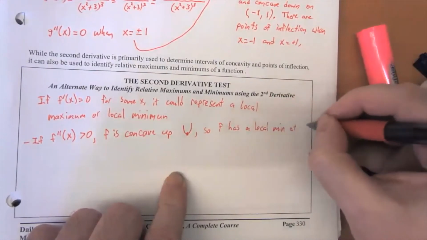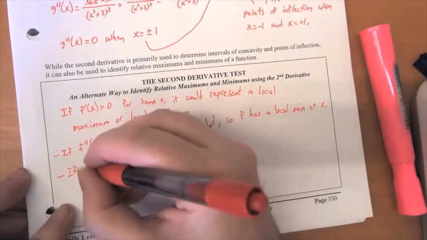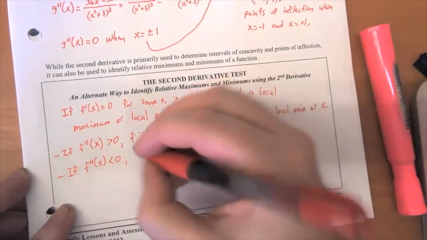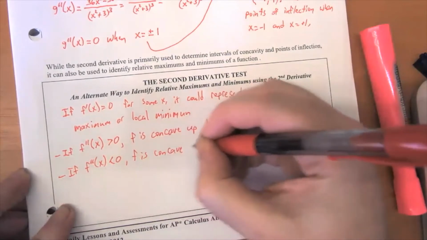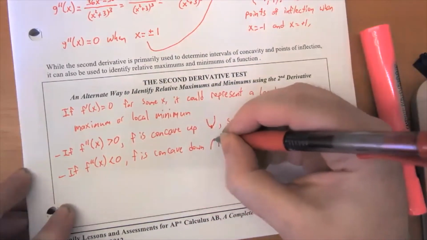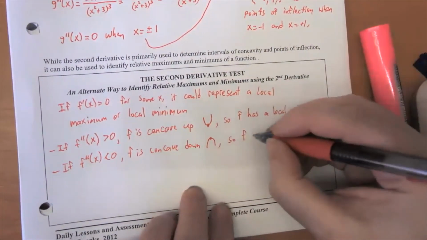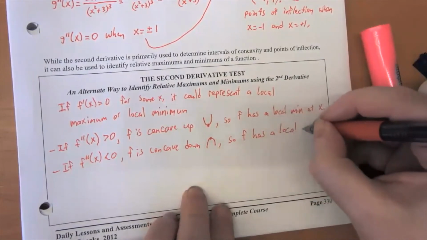at x. On the other hand, if the second derivative of x is less than 0, then f is concave down. So it looks something like that. And now it's clear that our turning point is a local maximum.